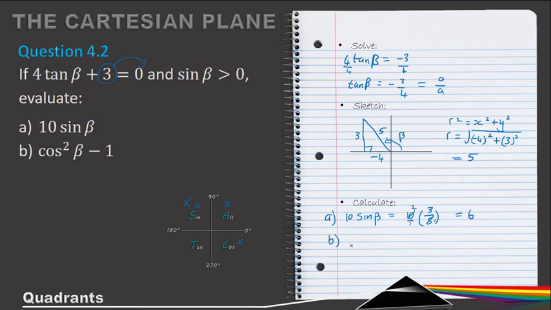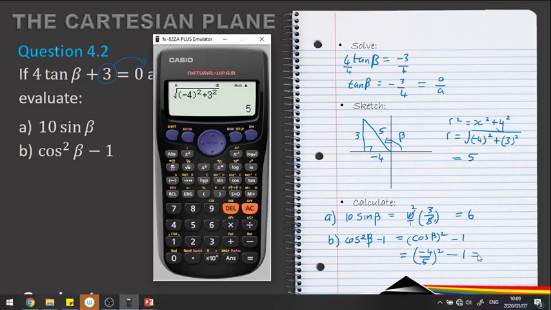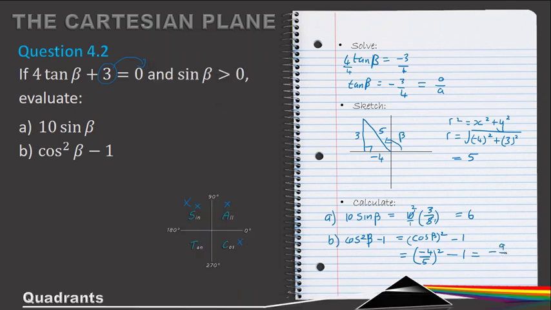Then for b, I want cos squared beta minus 1. So once again, I'm going to rewrite this. This is just the notation. So this is the same as cos beta all squared minus 1. Now I just substitute in my value for cos beta. Cos is adjacent over hypotenuse, so that's minus 4 over 5. That's all squared minus 1. And let's just put that into the calculator. We have minus 4 over 5, and that's squared minus 1. So this gives us negative 9 over 25.